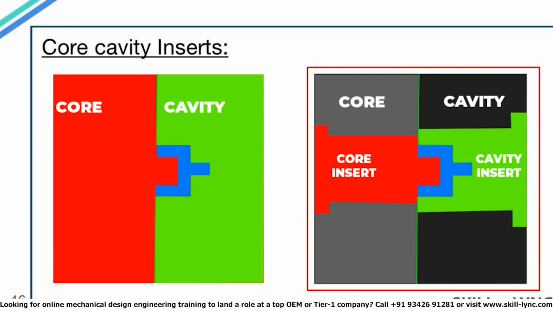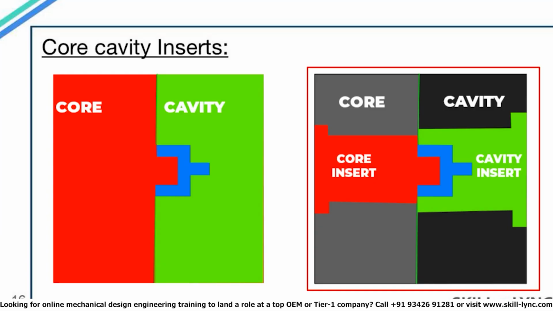Now let's look at the second case. Here, 2 blocks are used on the core side and 2 blocks on the cavity side. There is a smaller red and green color block which has the profile of the part, and then there are large grey flat blocks around it. So here the core and cavity blocks are not made up of a single integral block. The grey part is a separate block and the red block is inserted into the grey block so that the 2 blocks together function as the complete core block.